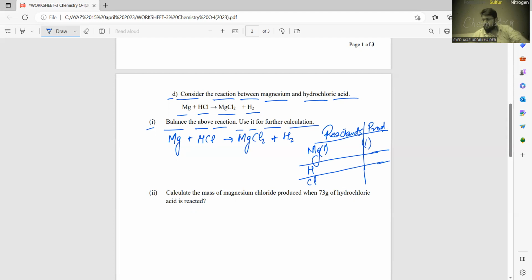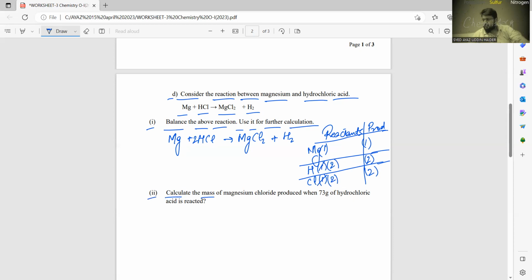What about hydrogen? 1 on the reactant side, on the product side 2. Chlorine, it is 1 on the reactant side, on the product side it's 2. So both hydrogen and chlorine are unbalanced. So what if we put 2 before HCl? Now both hydrogen and chlorine become balanced. Now this equation will be used for further calculation.